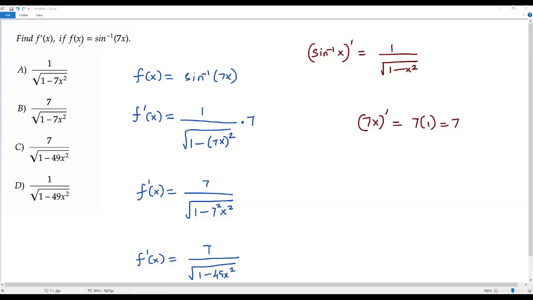Now I have the first derivative, f prime of x, for the given function f of x. That is f prime of x equals 7 over square root of 1 minus 49x squared. I find this in option C. So the correct answer choice for this question is option C.